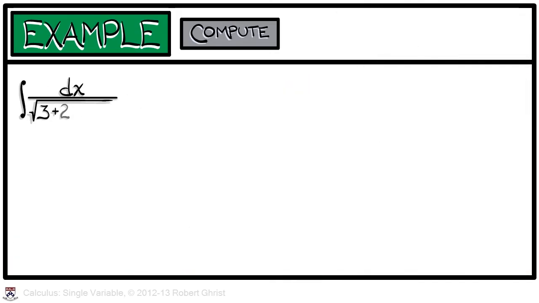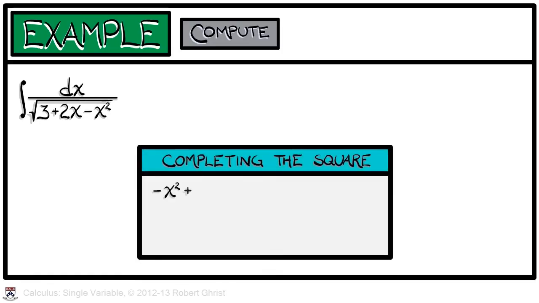It is sometimes the case that a bit of algebraic simplification can reveal the appropriate substitution to be used. Consider the integral of dx over the square root of 3 plus 2x minus x squared. This seems completely opaque. However, if we use the method called completing the square, something wonderful happens.